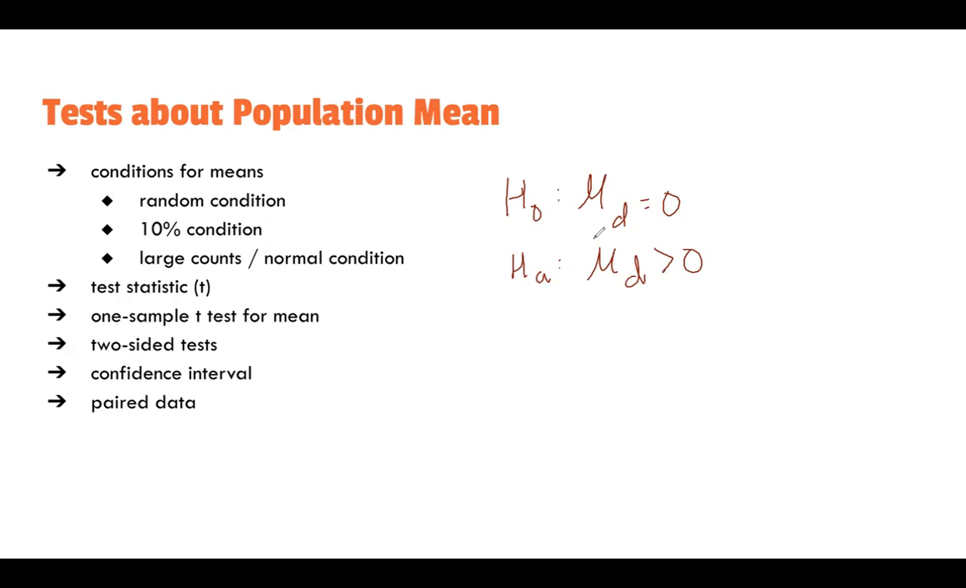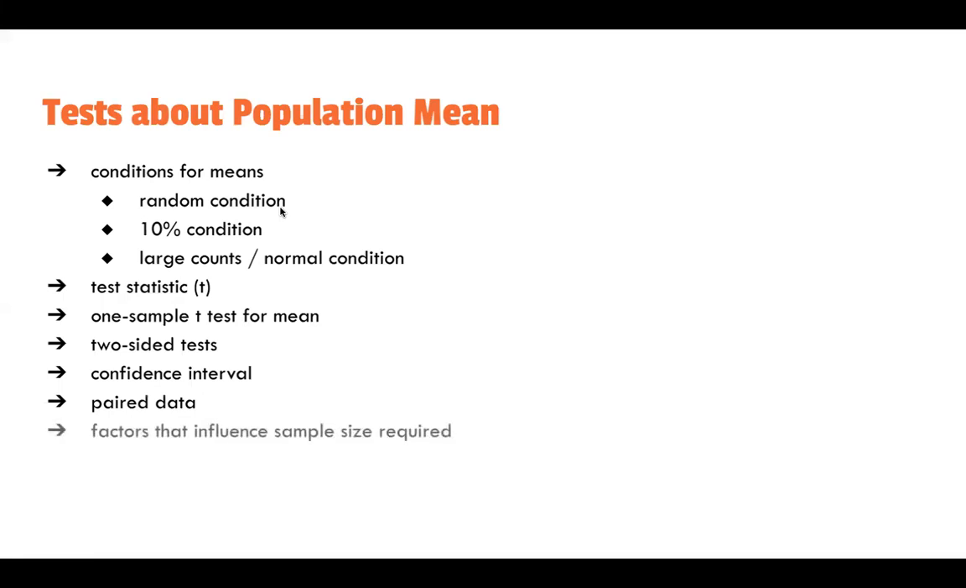All right. I'll talk about an example of paired data. And that will be our example for this video. But before that, I'm going to talk about one last concept, and that's factors that influence the sample size required. This also goes the other way around, factors that influence the power. This is where we actually talk about power.